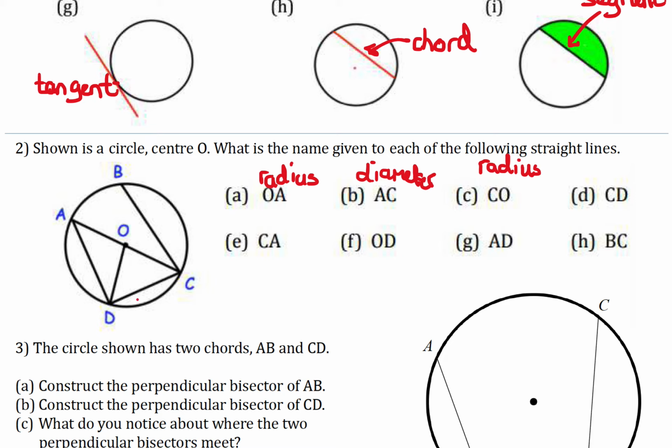C to D, that is a chord. It touches two parts of the circumference, but doesn't go through the center. C to A is the same as A to C, really, so that's a diameter. O to D is another radius. A to D is another chord. And B to C is yet another chord.